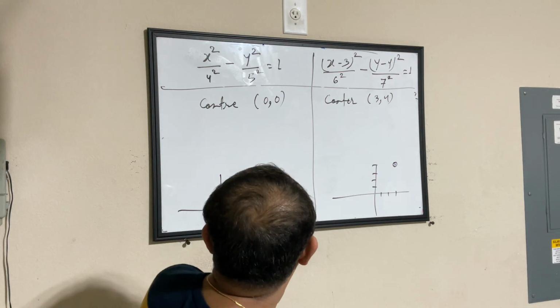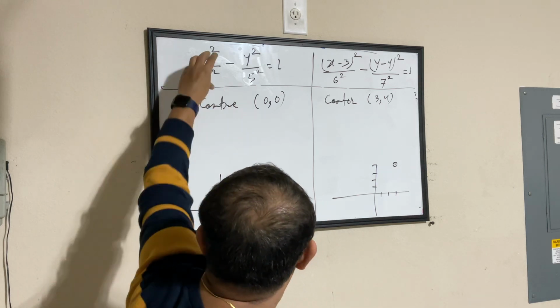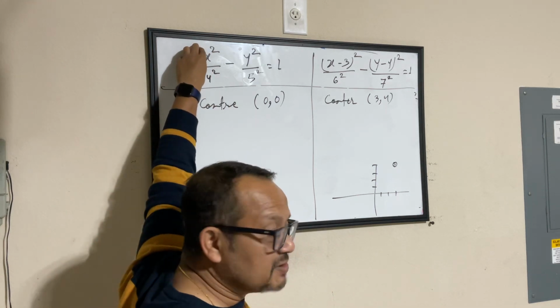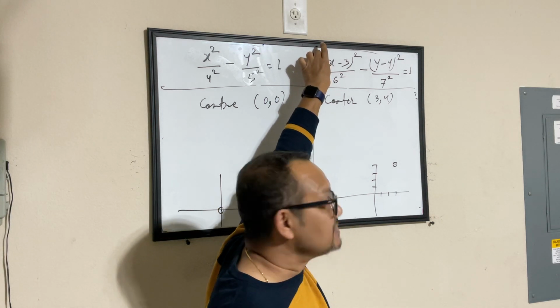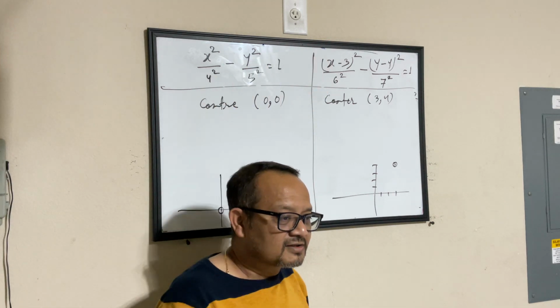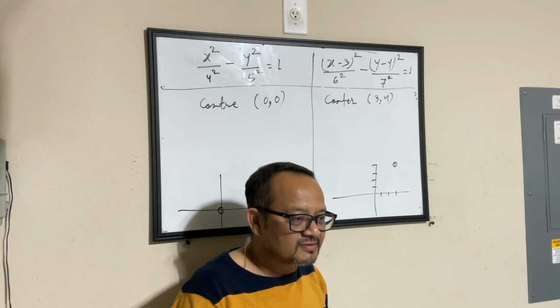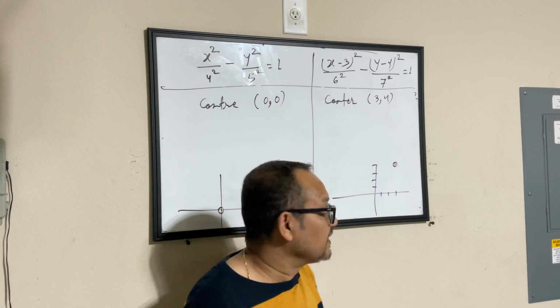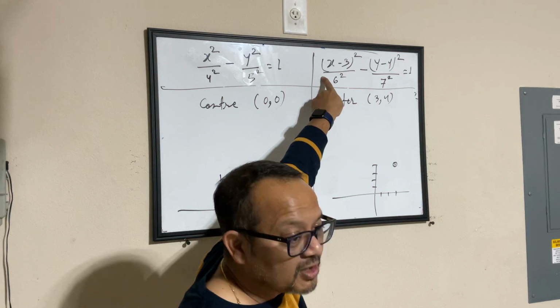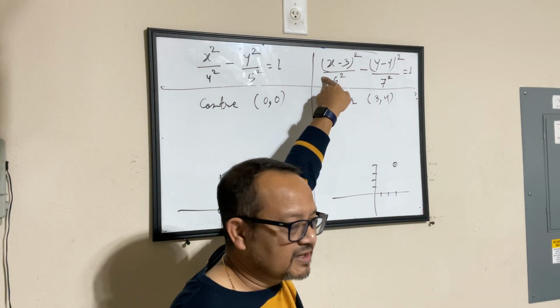Now let's look at the second interpretation from this one. Here my x term is positive, here also my x term is positive. So the interesting fact here is, are both side facing or upward or downward facing? They are side facing. If my x term is positive, they are side facing. As simple as that.